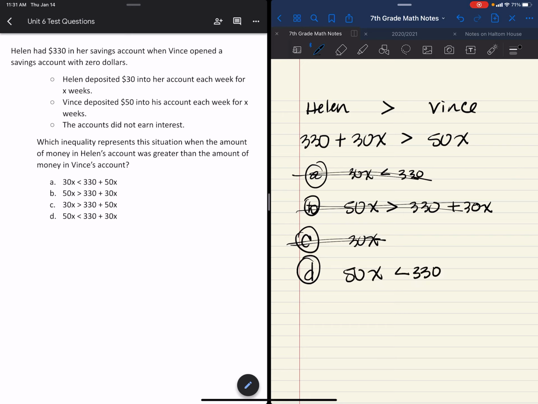So we have 330 with the 30x on the greater than side, which does match. And we have the 50x on the less than side, which also matches. So D should be your final answer.